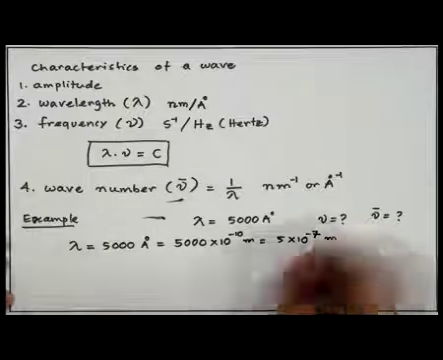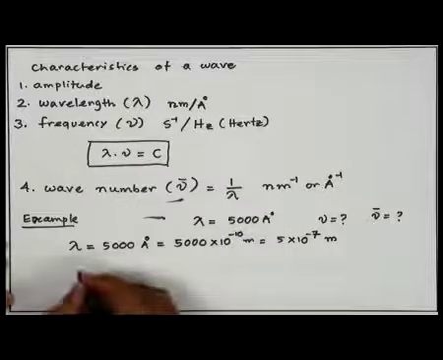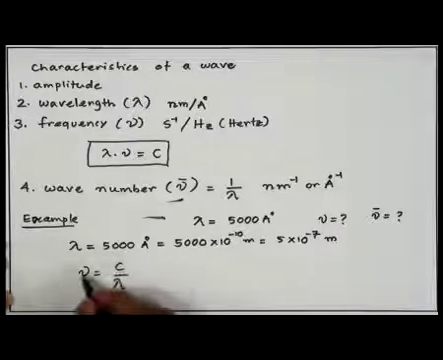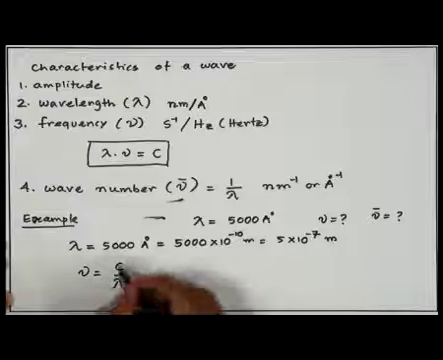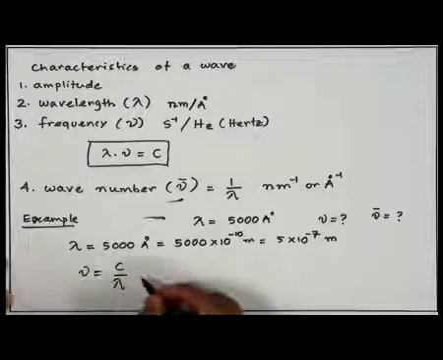And how do I get nu? Because I know lambda multiplied by nu, the frequency, is c. So, therefore, nu is c divided by lambda. You see, nu is inversely proportional to lambda, but the proportionality constant is the speed of light.